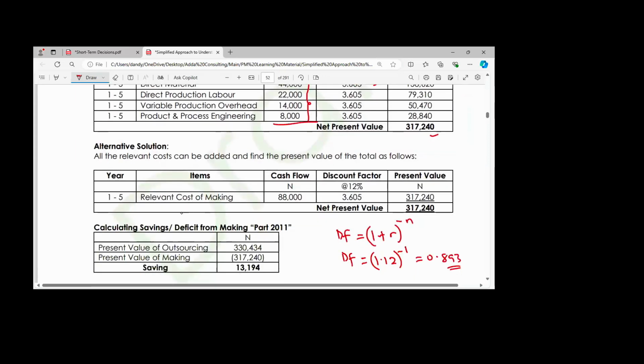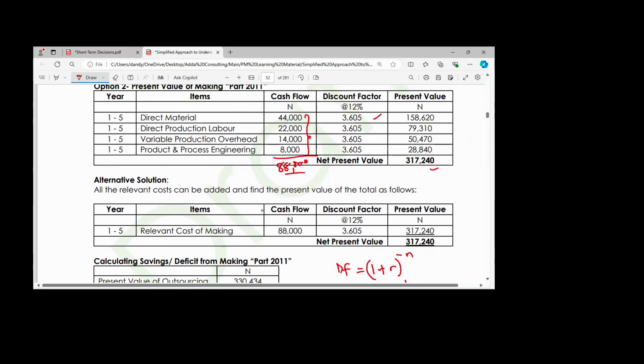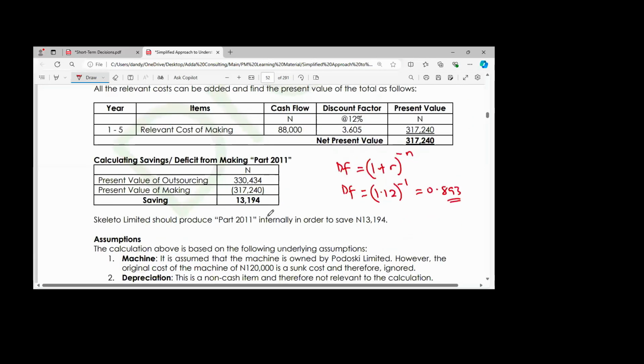If I don't want to follow this route, like I mentioned the other time, you just add up all these numbers together, that's 88,000. Instead of doing it one by one, I can just add up all of the numbers because they are affected by the same annuity factor of 3.605. You can see all of them are 3.605. So instead of doing it one by one, I'll just add all the cash flows together since they are affected by the same annuity factor. So that's how we got 317,240.